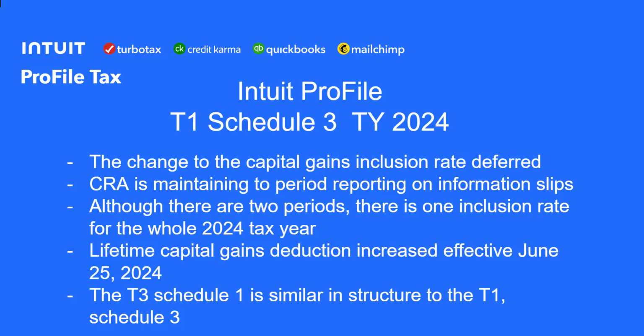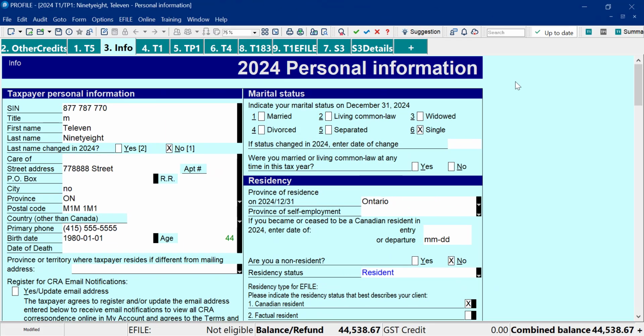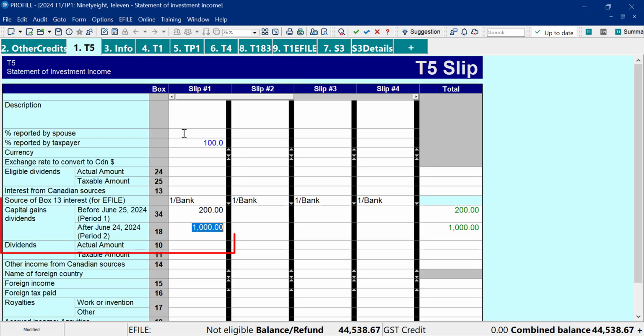Let's go have a look at Profile. We'll look at the T1 Schedule 3. I'm in a 2024 T1. What I've done is made some entries. I made a T5 entry for capital gains dividends, which are reported as capital gains on Schedule 3. And we can see that there's two periods. So you might see slips where you have one period or the other or both.